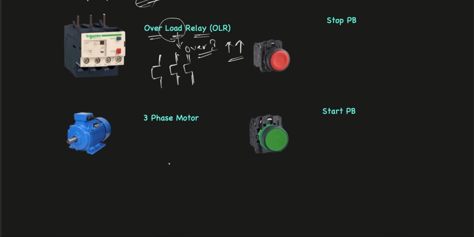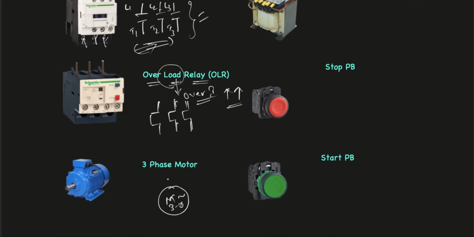Next comes the 3-phase induction motor. That is simple. It is a motor and it's 3-phase AC. This is the single line diagram of a 3-phase motor.